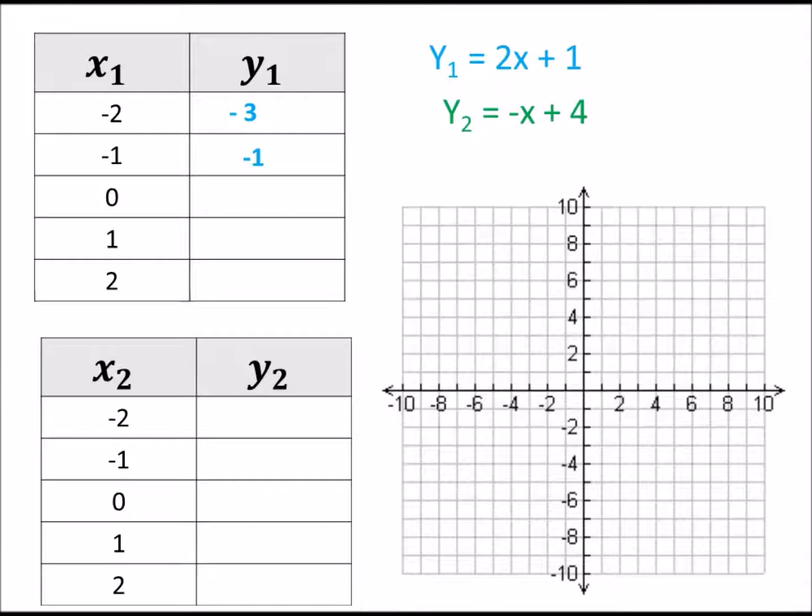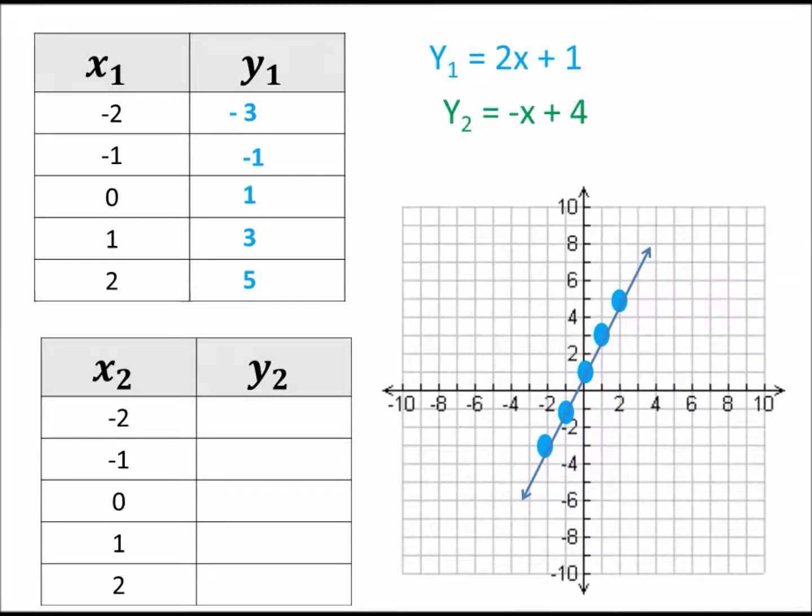0 times 2 is 0. 0 plus 1 should give us positive 1. 1 times 2 is 2. 2 plus 1 should give us 3. 2 times 2 is 4. 4 plus 1 should give us 5. So again, we're going to go ahead and plot that out, and it's going to look something like this.